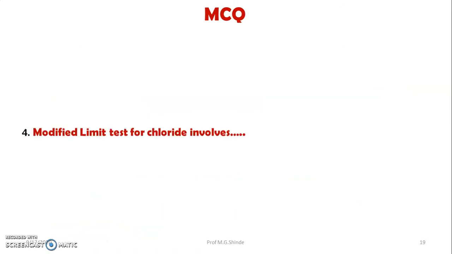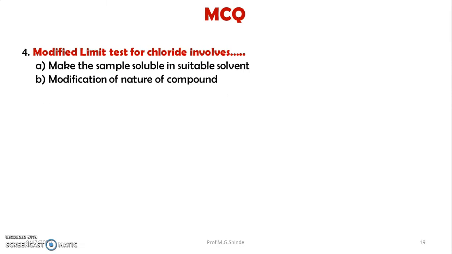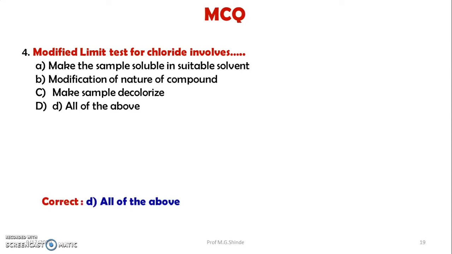Fourth question: the modified limit test for chloride involves making the sample soluble in a suitable solvent, modification of the nature of the compound, making the sample decolorized, and the last option is all of the above. So the correct option is all of the above.